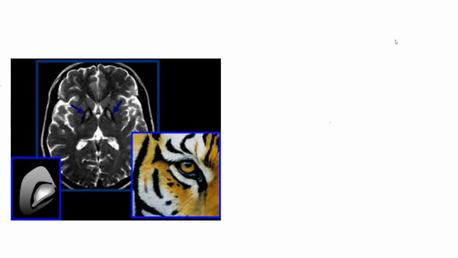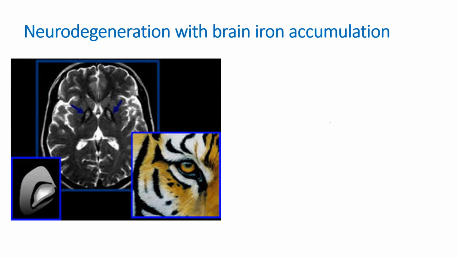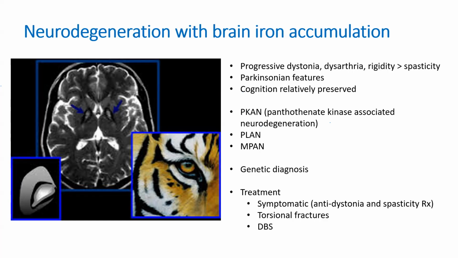Okay. So this is actually iron deposition. This is a disorder of iron metabolism. It's called neurodegeneration with brain iron accumulation. Usually children have subtle delayed walking, but then they start having progressive dystonia, dysarthria, rigidity, and a lot of Parkinsonian features. And sadly, the cognition can be fairly preserved.